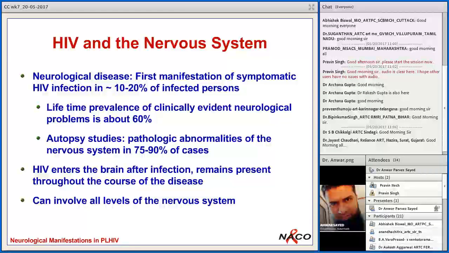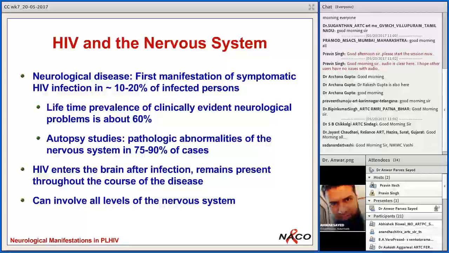Most of it is also related to investigation facilities available in our setups and hospitals, and also to strong clinical suspicion to diagnose and treat opportunistic infections. Sometimes patients do not report in time, until a very late stage of OIs, so that also becomes a problem.